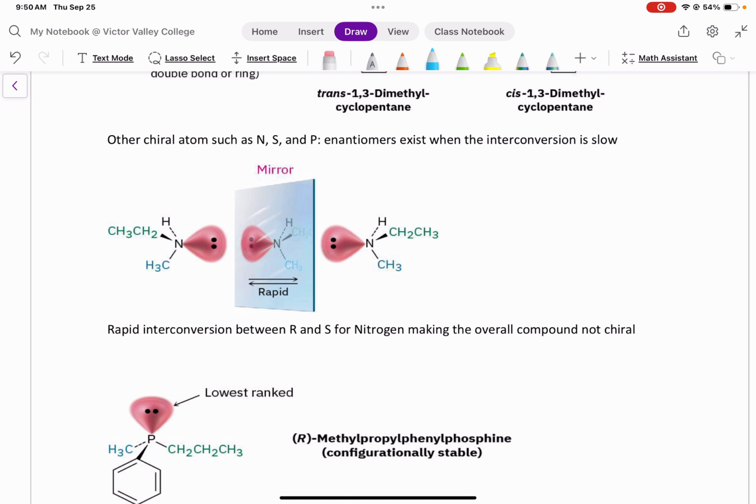Okay, now nitrogen is supposed to be chiral, but because of the lone pair, it flips back and forth. So it's actually racemic. That's why we don't see chirality. Racemic. So 50% of one nitrogen compound, 50% of the other one that got flipped. Okay, and it's a rapid conversion between R and S. It makes it overall cancel out, so not chiral.